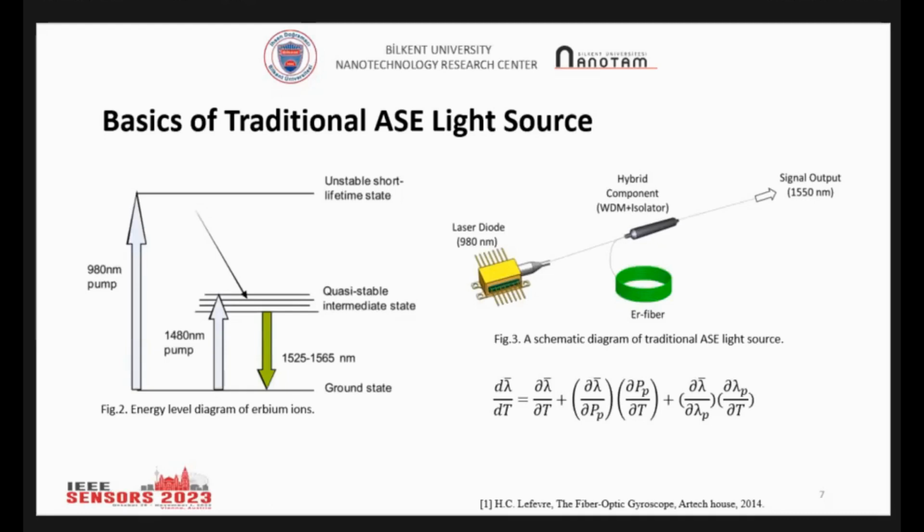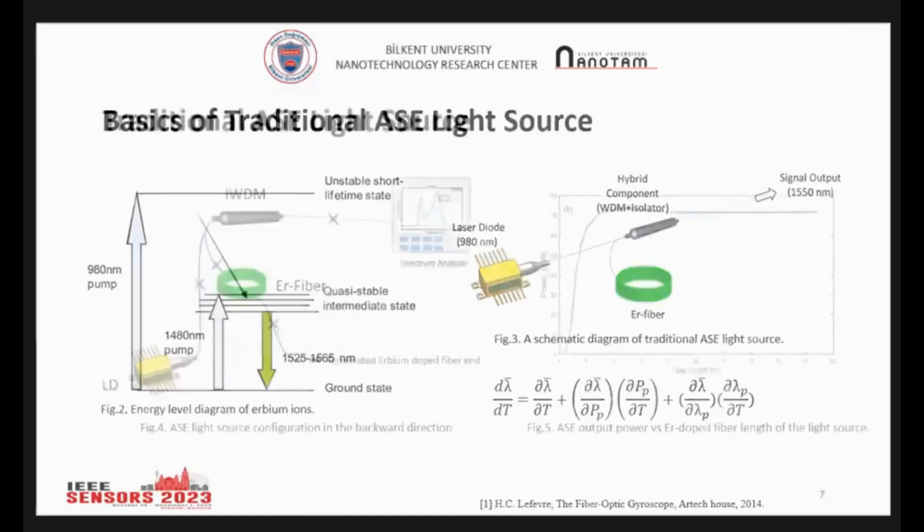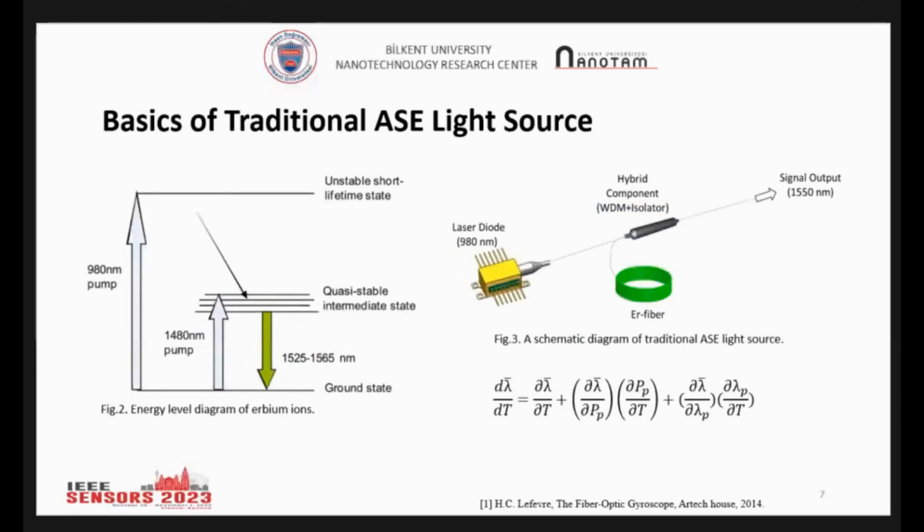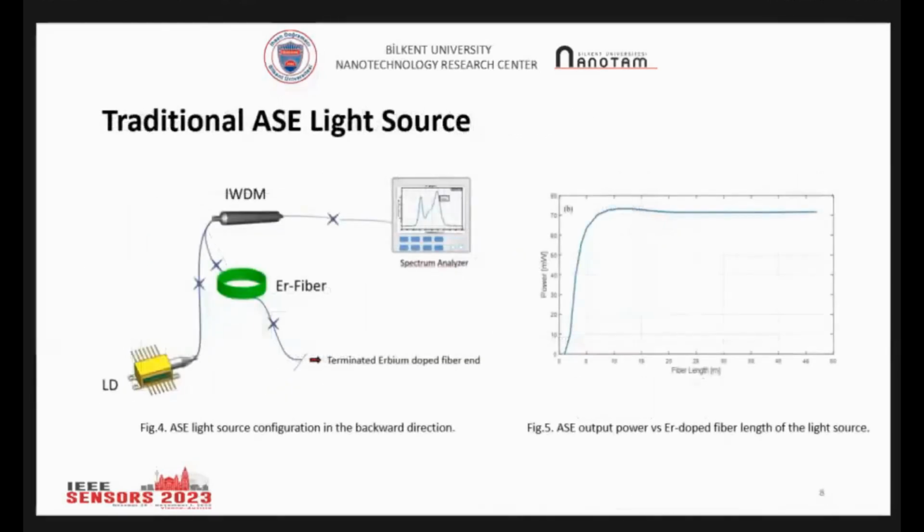So firstly, if you want to get better wavelength stability, you should reduce the effect of the temperature change of the erbium fiber. So with this purpose, we constructed the traditional ASE light sources. When we check the literature, we always face this basic configuration. After we constructed this configuration, we took some measurements at room temperature and as a function of temperature.